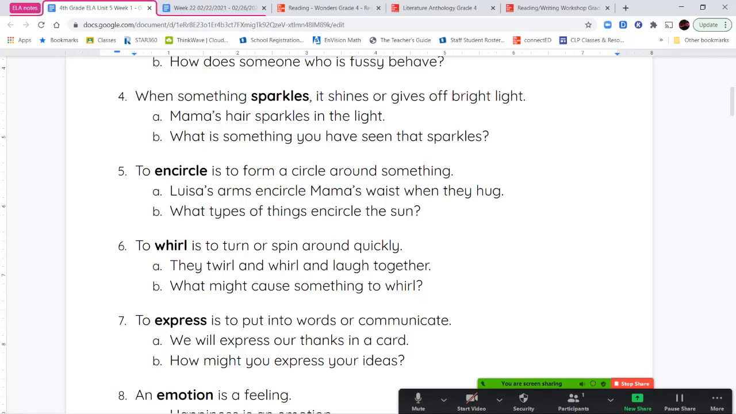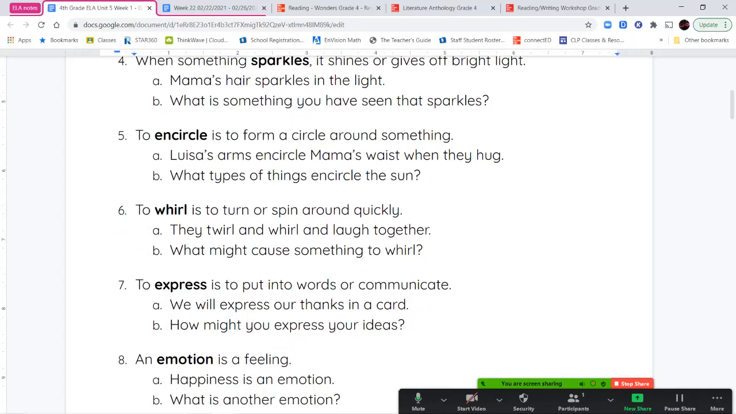Number 7 is express. When you express something, you're communicating it. You're putting it into words. So you can express your thoughts by sharing with people using your words about what you're thinking. You can express your feelings to share with people using your words about how you feel about something.